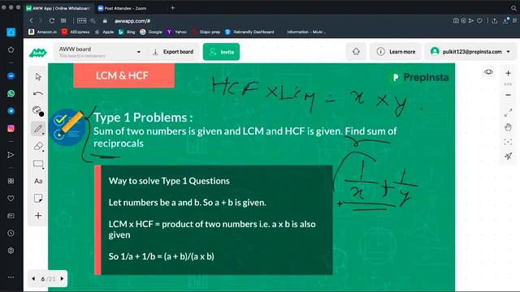To find the sum of reciprocals of two numbers, that is 1 upon X plus 1 upon Y, when I take the LCM here, it becomes X plus Y upon XY. So to find the sum of reciprocals, what do I need? I need the sum of the numbers and I need the product of the numbers. Yes or no?